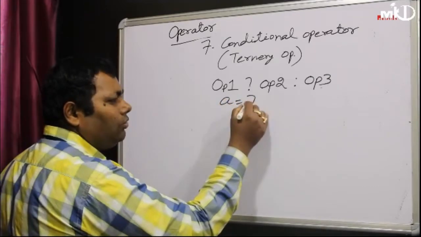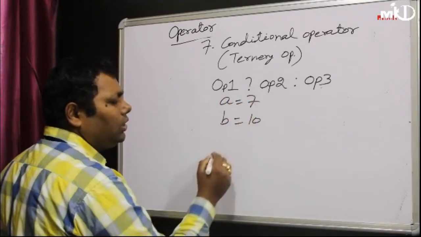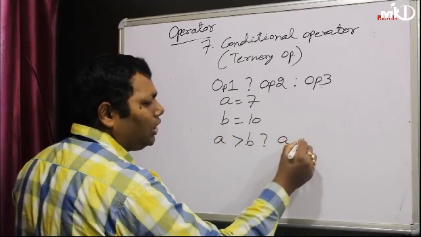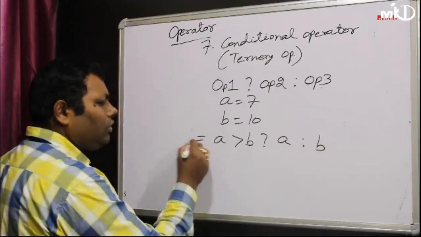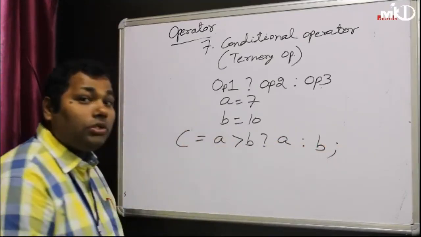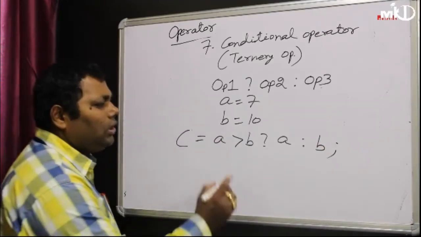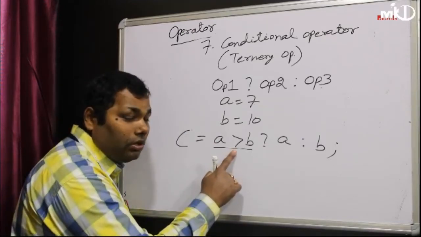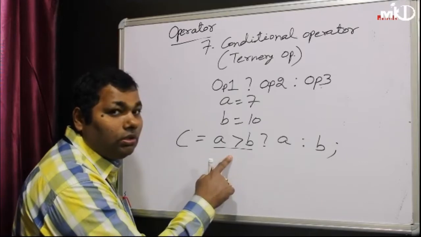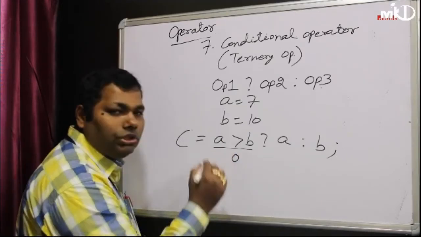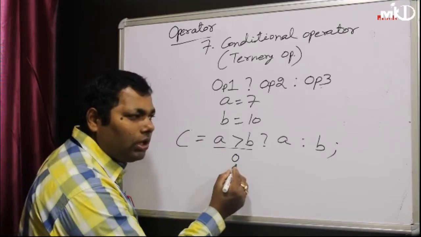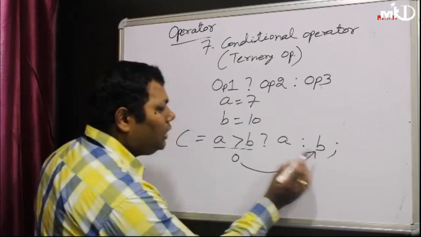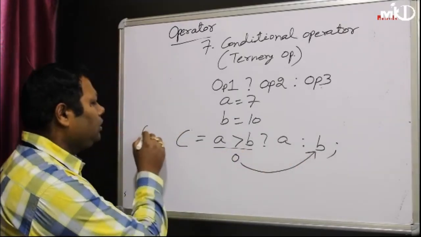Let us take an example. A has some value, B has some value. Now write a > b ? a : b, and the value is assigned to c. Now check the value of c. First it finds out a > b. It is a relational operator. Check if the relation is true or false. False. False means it will give 0. So if the value is 0, the control will move to operand 3. Now the value of b is assigned to c. Now what is the value of c? c equals 10.